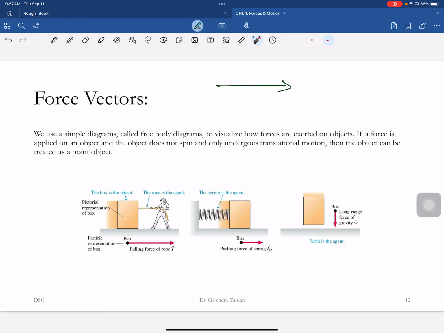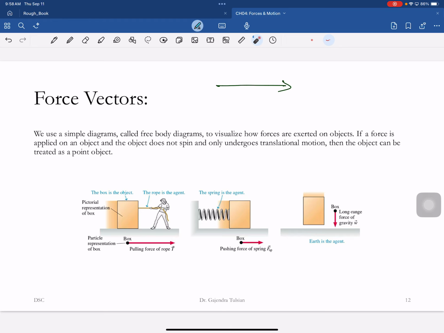Now, when we analyze a situation, we don't want to draw all of that. So what we'll do is a simple diagram like this. This object is represented by this point, and the force is given by that. And this is a free body diagram.